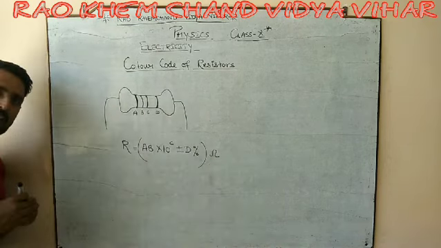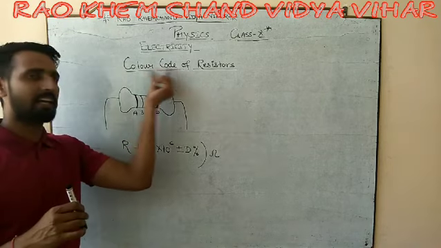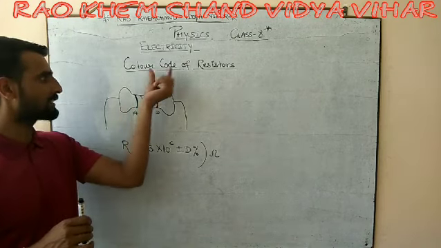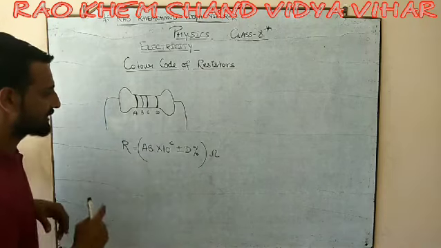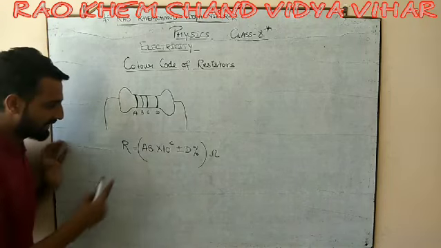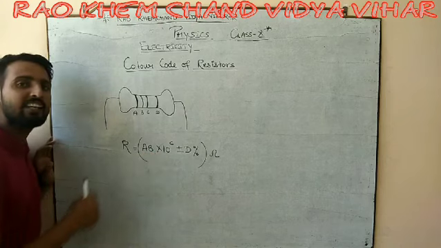This is being a coding. It is a color code. So these are the colors and this is the code of the color. So what is the code of the resistance? It is AB. It is not A into B.